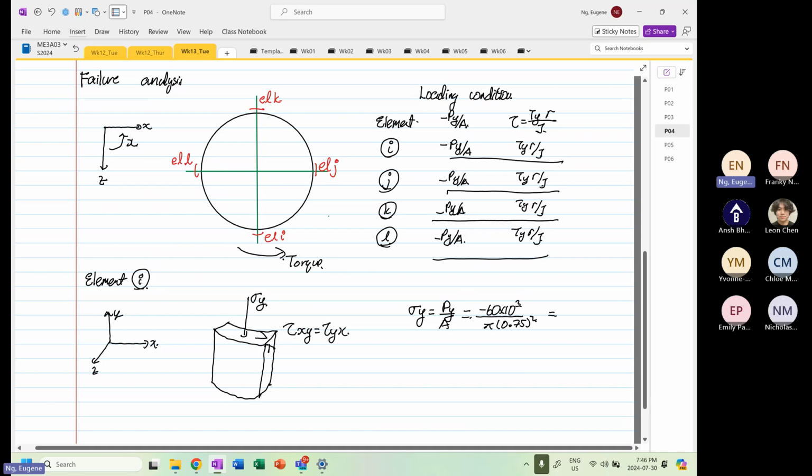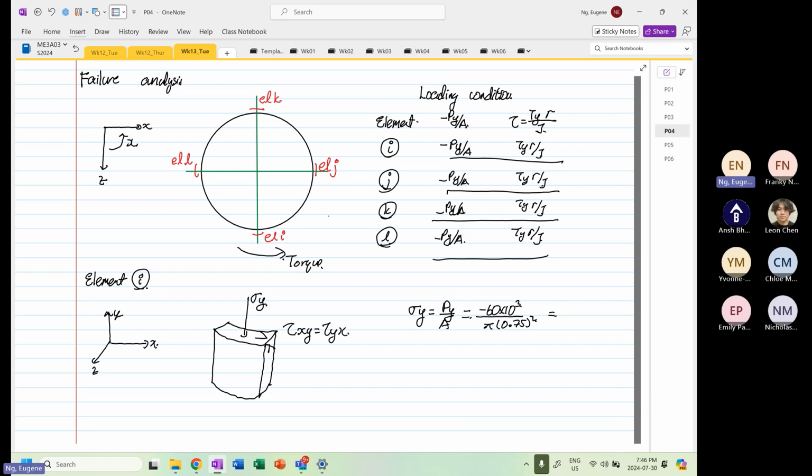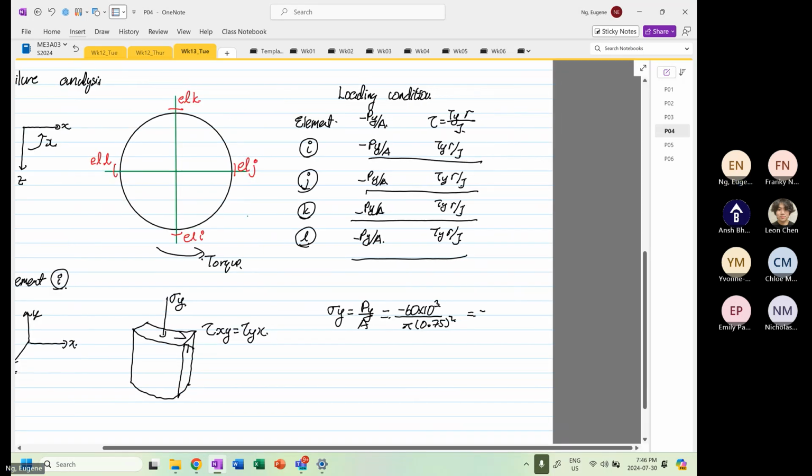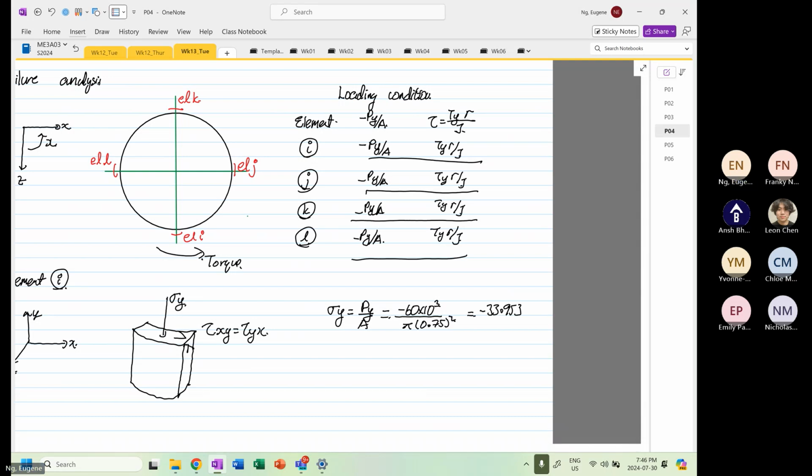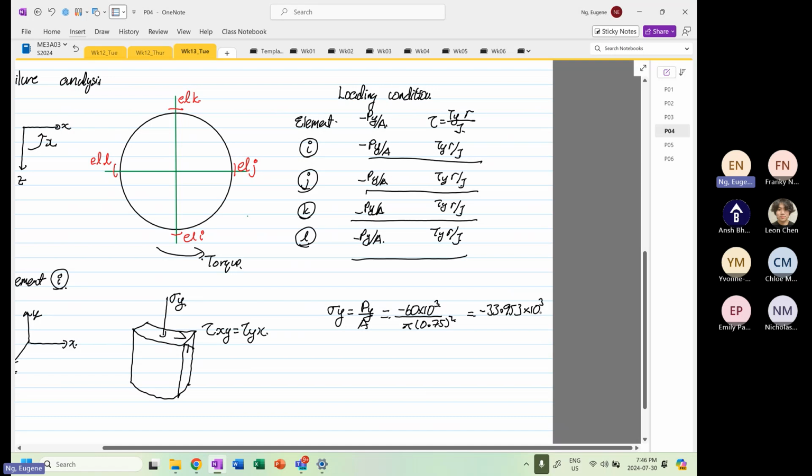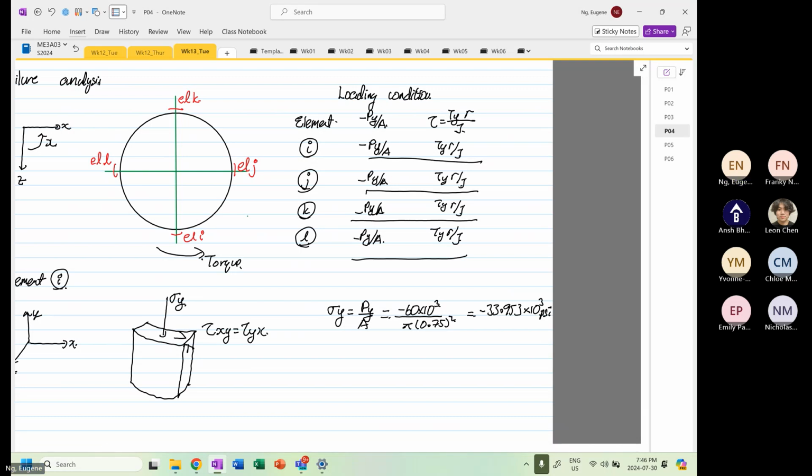This will be equal to 60 divided by pi divided by... it's 33.953 minus 33.953 times 10 to the power 3 psi. Let me do it again. 60 to the power 3 divided by pi divided by 751. Yep, 33.953 times 10 to the power 3. Okay, so it's in compression.